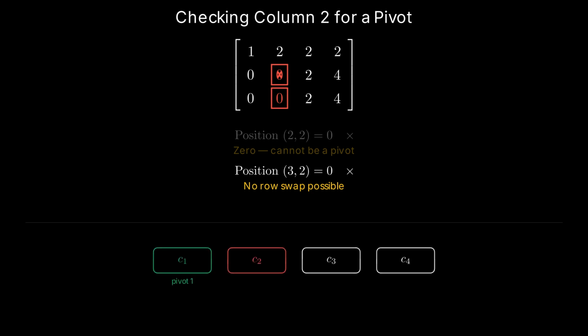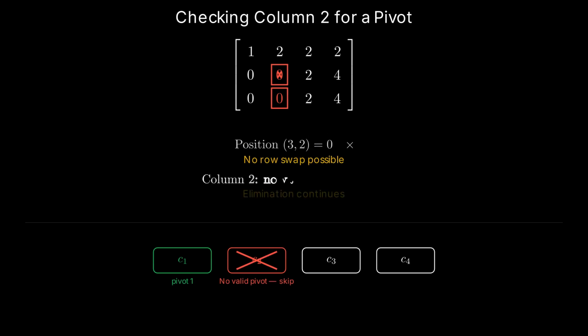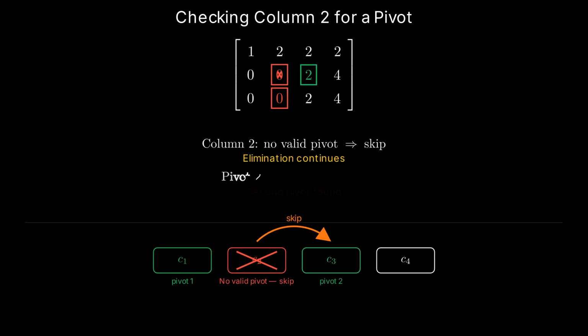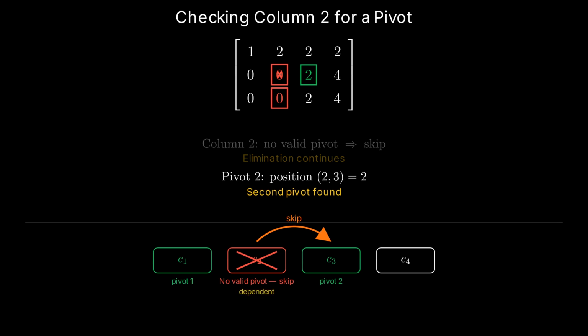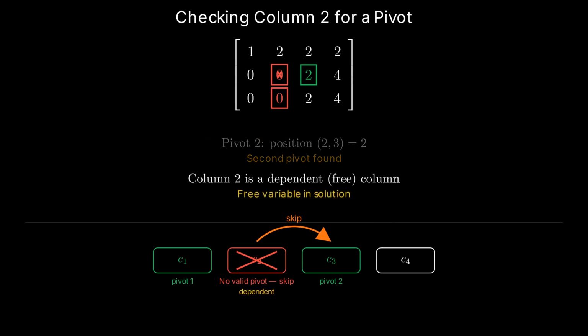Here's the critical insight. Elimination has not failed. We simply skip column 2 and move on to column 3. At position row 2, column 3, we find the value 2. That becomes our second pivot. Because column 2 has no pivot, it is called a dependent column, sometimes also called a free column.